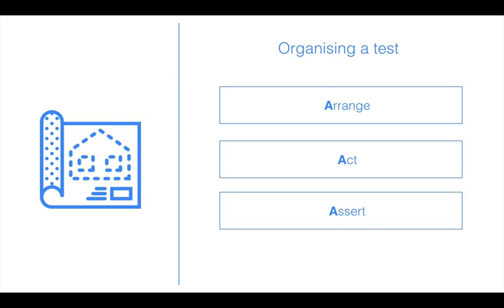A good test is typically organized into three main parts, sometimes known as arrange, act, and assert, or in behavior-driven development terms, as given, when, and then. In the arrange section, you get the system into the initial state that you need and prepare any test data that you're going to need to run the test. In the act section, you perform the action that you're trying to demonstrate. And in the assert section, you express the outcomes that you're expecting.